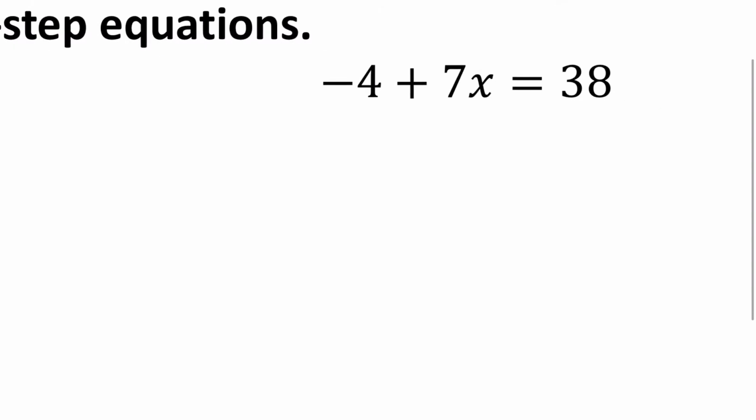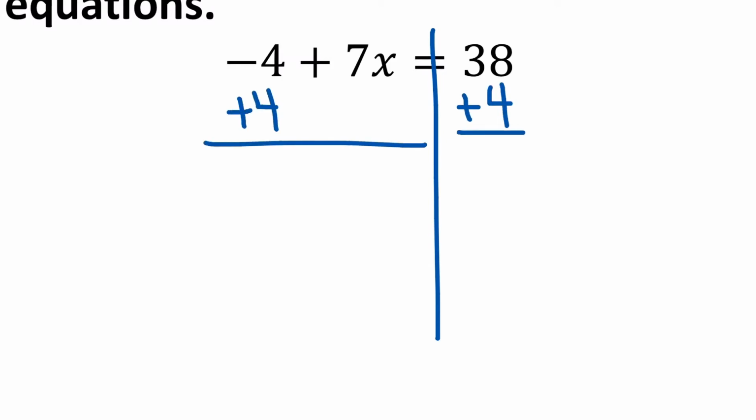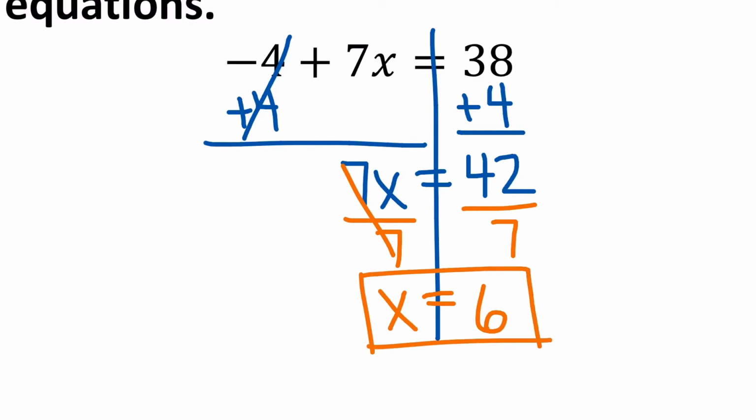For our next example problem, same idea. I'm going to get x by itself. So first, I'm going to have to add 4 to both sides. That will cancel, and the 7x will come down. 38 plus 4 is 42. Then to get x by itself, I will need to divide by 7. 42 divided by 7 is 6. So x equals 6.